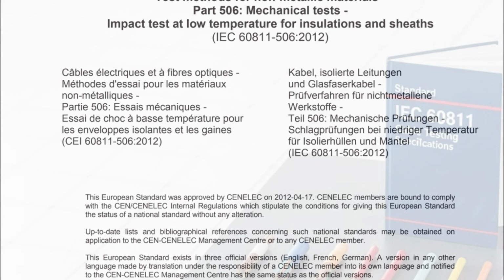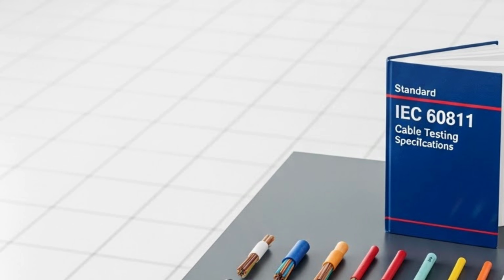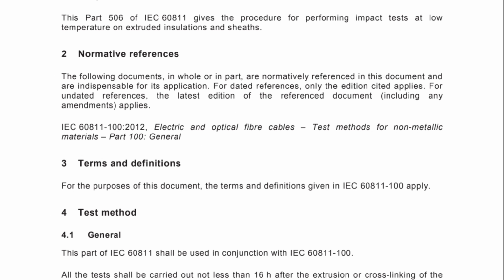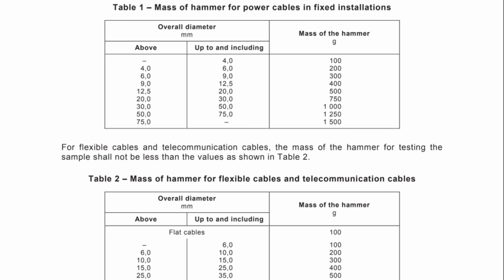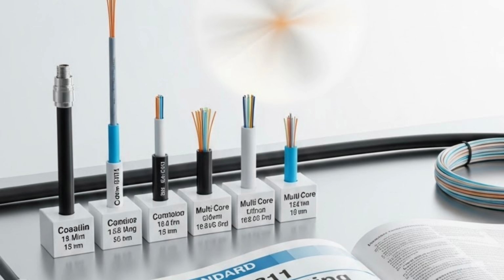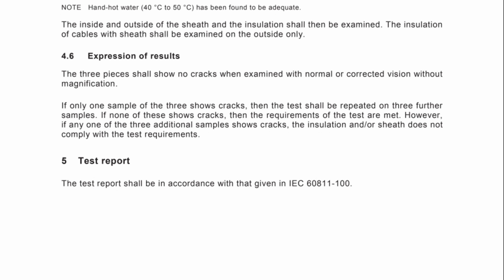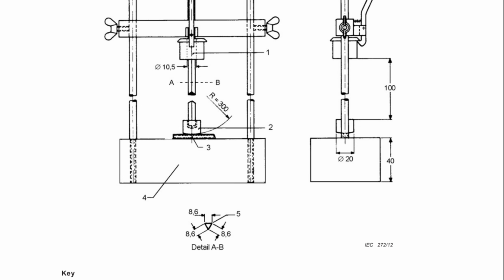Introduction. Today we are going to learn an important mechanical test used in cable industries. This test is called the cold impact test, defined in IEC/EN 60811-506. This test checks whether the insulation or sheath of a cable can withstand impact at low temperatures without cracking.